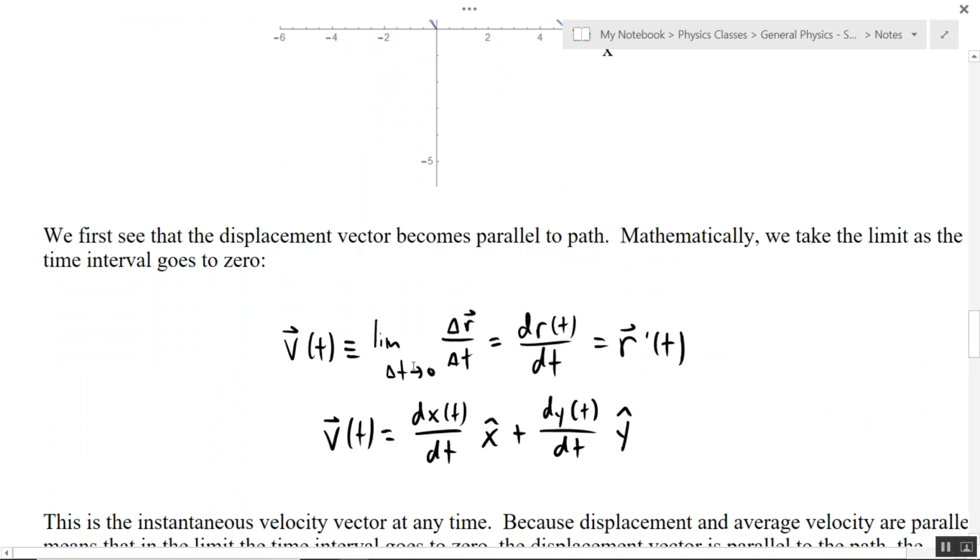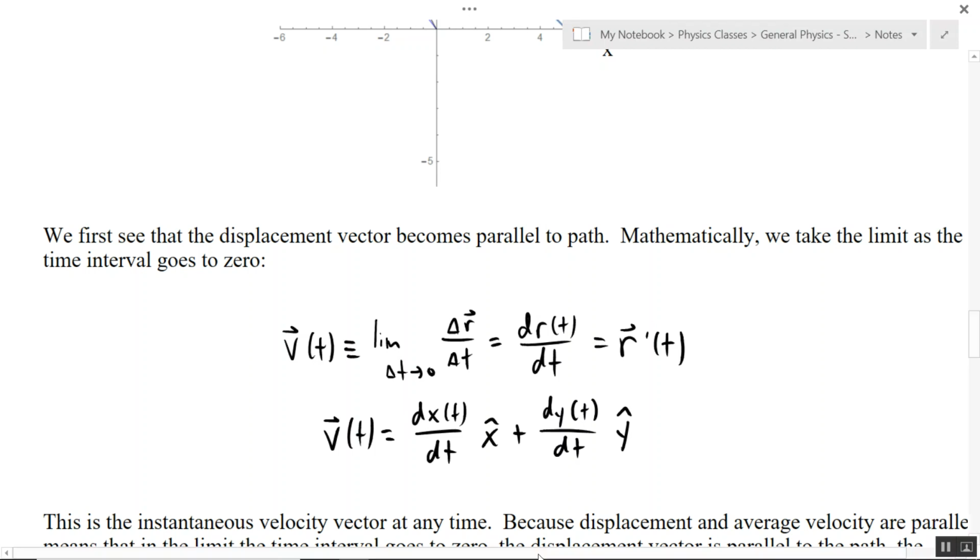So you start zooming in on the velocity vector at a certain moment of time. The limit as delta t goes to 0 of delta r over delta t is this new thing called the velocity vector at this moment of time. It's basically just the derivative of the position vector, so it's r prime at t. How would you do that? You just take the derivative of the x component of the position vector and the derivative of the y component of the position vector. This gives you the velocity vector.